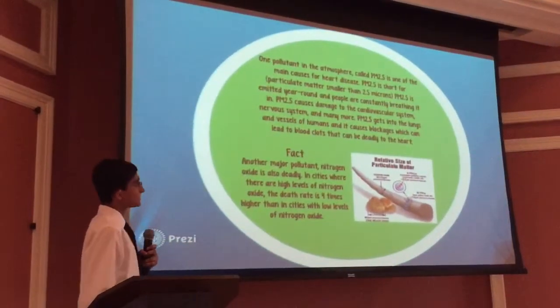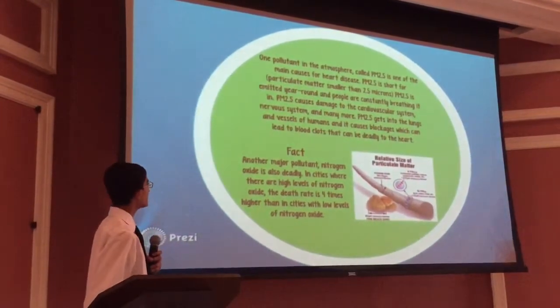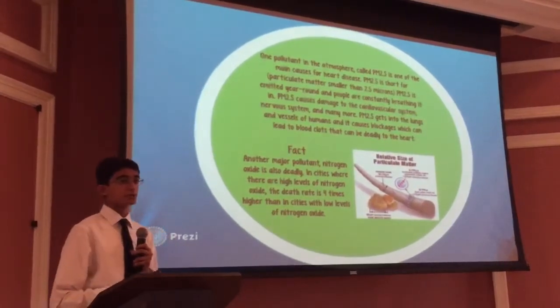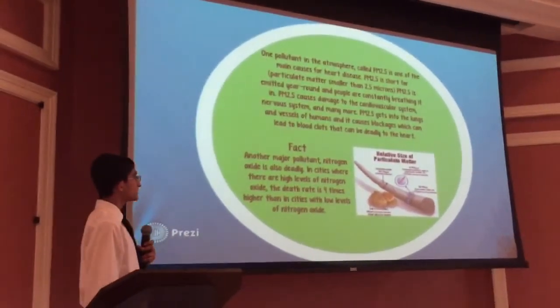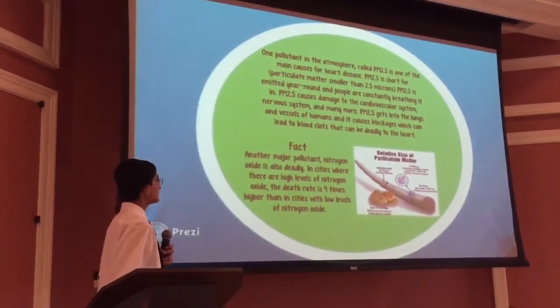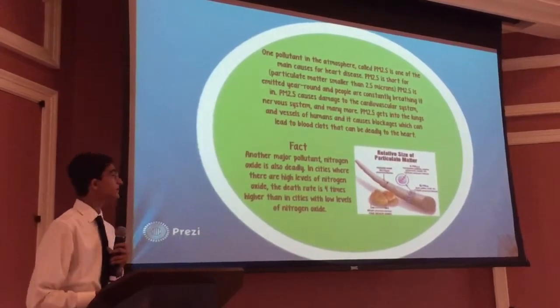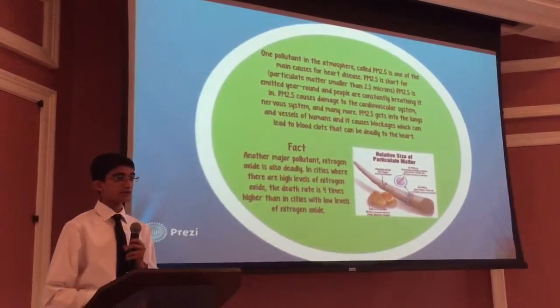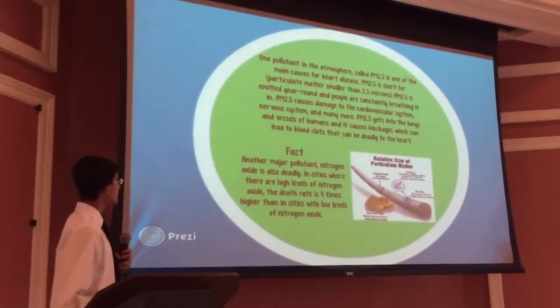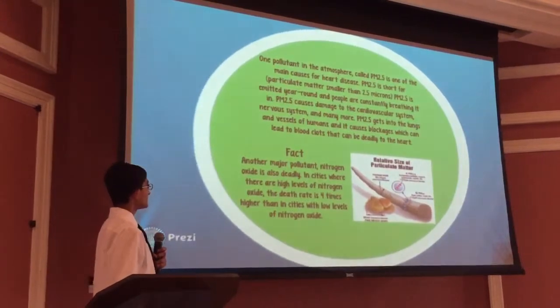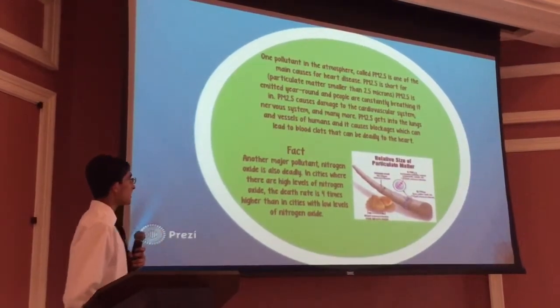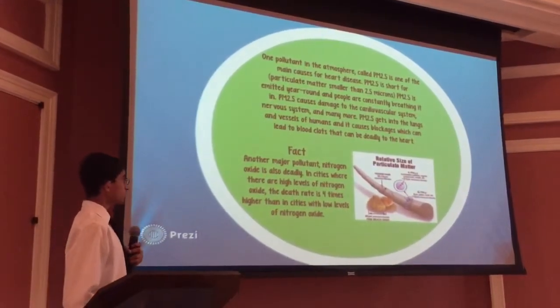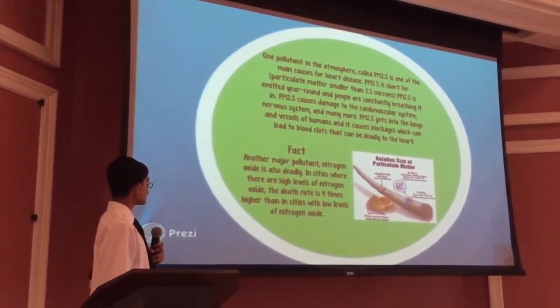So how does air pollution affect heart disease? One pollutant in the atmosphere is called PM 2.5, and it's short for particulate matter that is smaller than 2.5 microns. It's emitted year-round, and people are constantly breathing it in. PM 2.5 causes damage to the cardiovascular system, the nervous system, and many more. It gets into the lungs and vessels of humans, and it causes blockages, which can lead to blood clots that can be deadly to the heart.